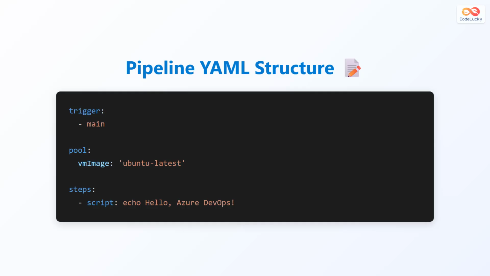Azure pipelines are defined using YAML, which stands for yet another markup language. Here's a basic structure. The trigger section specifies which branch activates the pipeline, in this case the main branch. The pool section defines the virtual machine image to use for running the pipeline. Here we're using Ubuntu latest. Finally, the steps section contains the actual commands to execute, like echoing a simple message. This declarative approach makes pipelines easy to read, version control, and maintain.